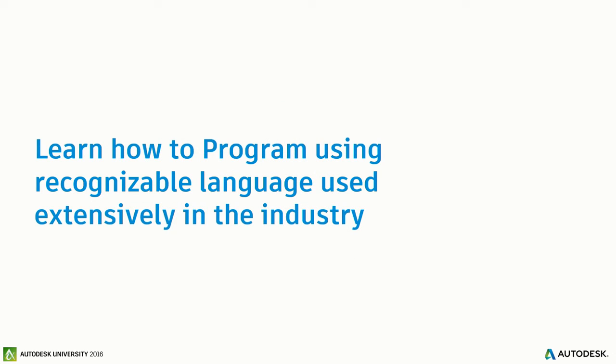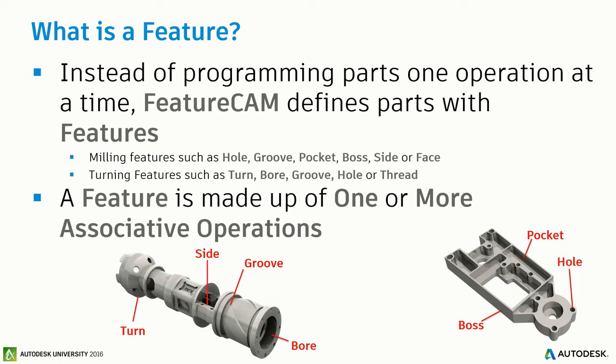So what do I mean by program using recognizable language used extensively in the industry? FeatureCAM uses common shop terms. Milling features are defined as features such as holes, grooves, pockets, bosses, sides, maybe faces. Turning features are defined as features such as turn, bore, hole, and grooves. Oftentimes, a feature will consist of multiple operations required to machine the feature. As we will see, FeatureCAM does most of this work for us, ensuring that we do not forget any steps and ensuring we program consistently each and every time.